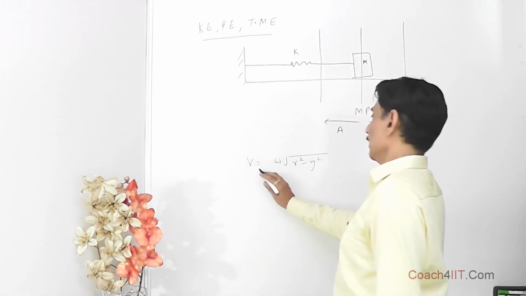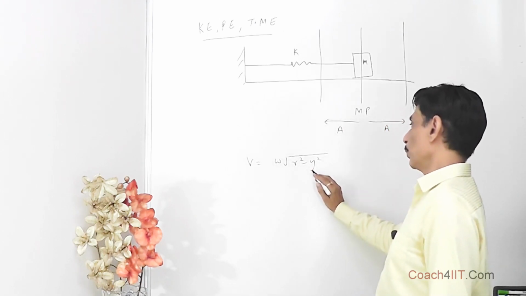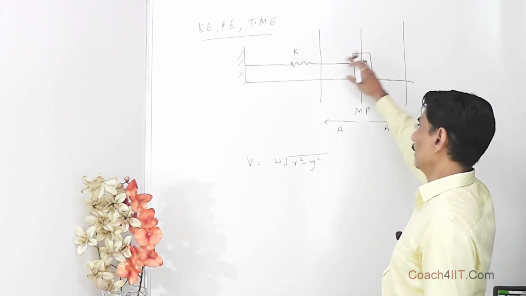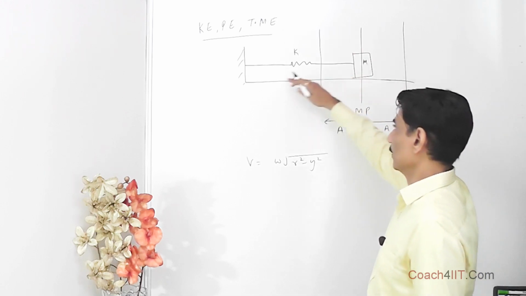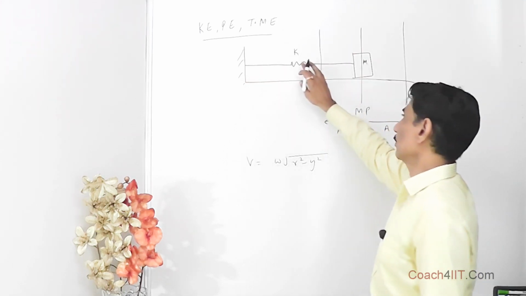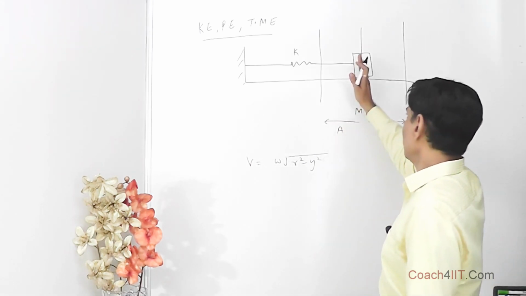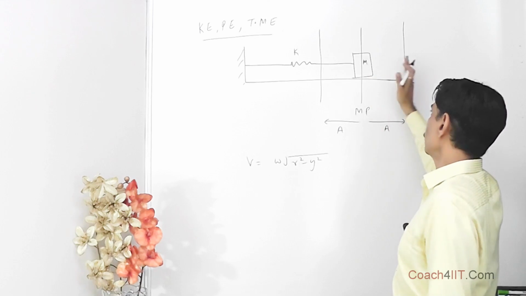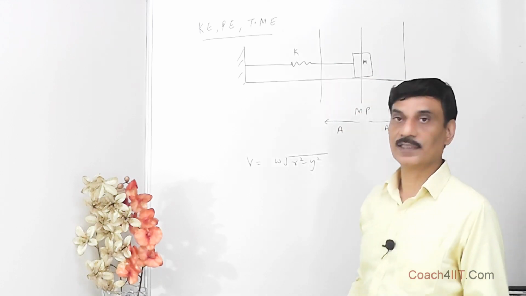We know the velocity is omega root of r square minus y square, where y is the displacement from the mean position. So let's consider a mass over here on a frictionless, horizontal surface. This is attached to a spring with a spring constant K. It has been pulled from here so that now it is oscillating between these two extremes and executing SHM.